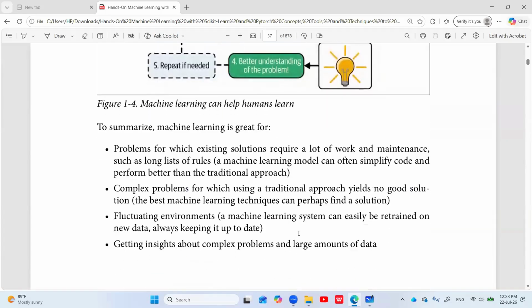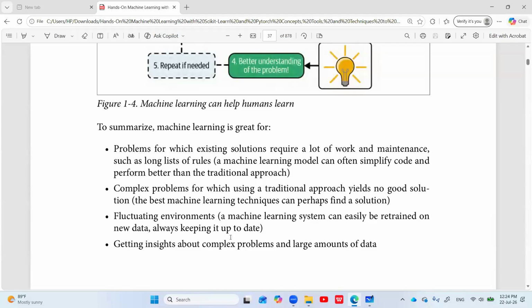Then to summarize, machine learning is great for what, guys? Problems for which existing solutions require a lot of work and maintenance, such as a long list of rules. As an example, for the spam filter you have to write a lot of rules. Using the machine learning approach, you can simplify it. You can just provide the data set.